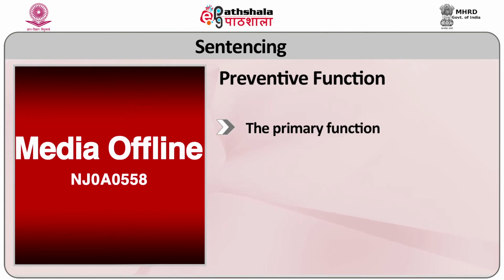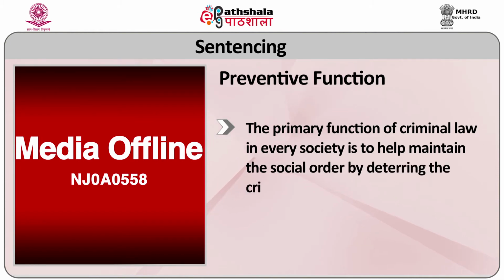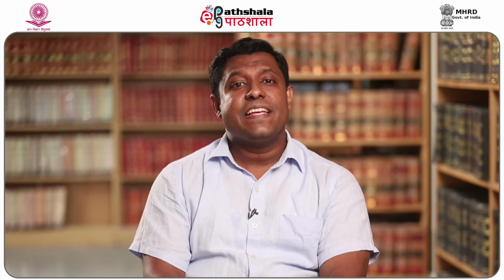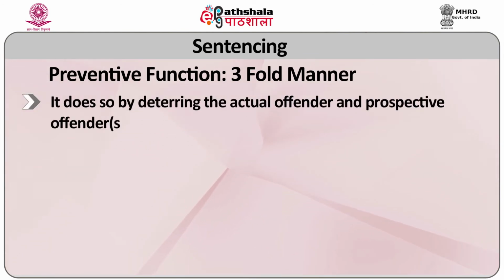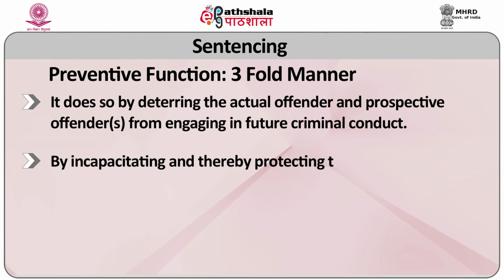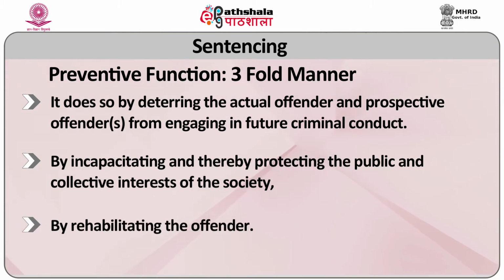Third is the preventive function of sentencing. The primary function of criminal law in every society is to help maintain the social order by deterring the criminal behavior of its subjects. The preventive function of sentencing helps to achieve this end, and mainly it can be seen working in a threefold manner. Firstly, it does so by deterring the actual offender and prospective offenders from engaging in future criminal conduct. Secondly, by incapacitating and thereby protecting the public and collective interest of the society. And thirdly, by rehabilitating the offender.